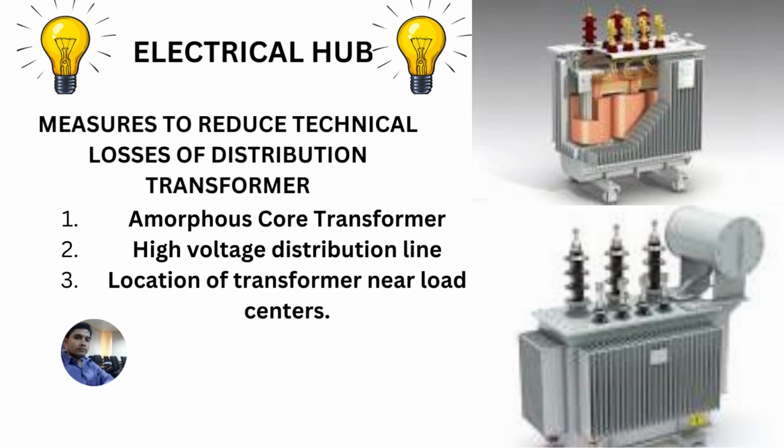Now let us discuss a few measures to reduce technical losses of distribution transformers. First is the amorphous core transformer. An amorphous core transformer reduces the loss of the transformer by 70% compared to the silicon alloyed grain oriented iron core transformer. Secondly, high voltage distribution line. We should maximize the distribution line with the high voltage. It will reduce the I square R loss in the line because the current will be reduced.